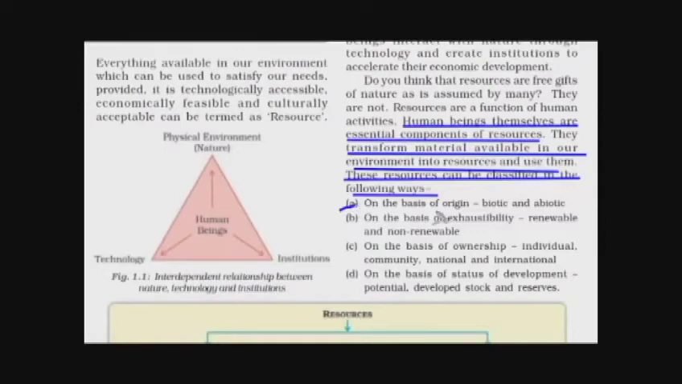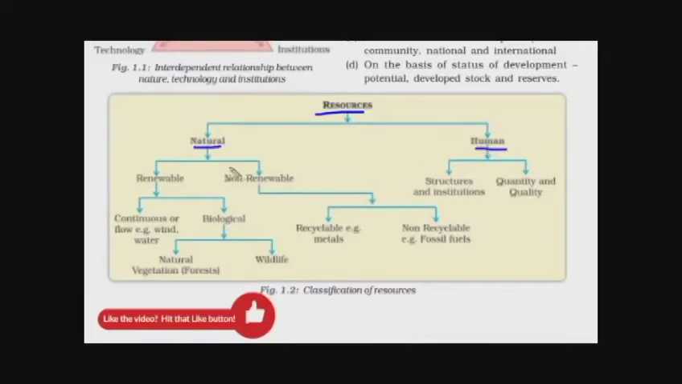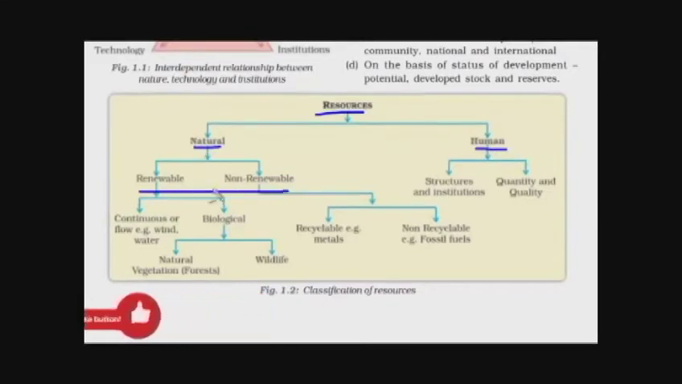Resources can be divided or classified in the following ways: on the basis of origin, on the basis of exhaustibility, on the basis of ownership, and on the basis of status of development. In the textbook it is given already. Resources can be divided into two, that is natural and human. Under natural come renewable and non-renewable, and in the human come structures and institutions, quantity and quality.